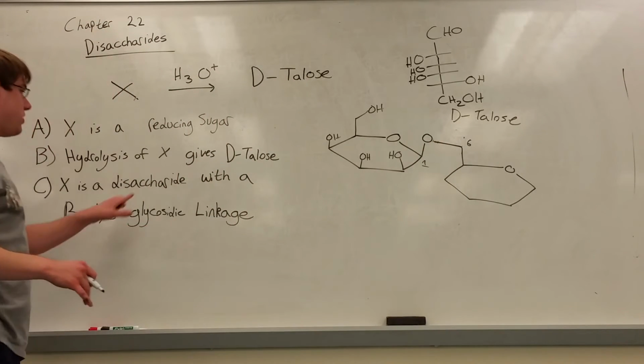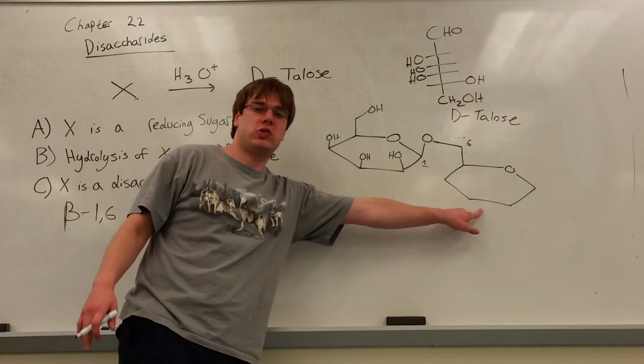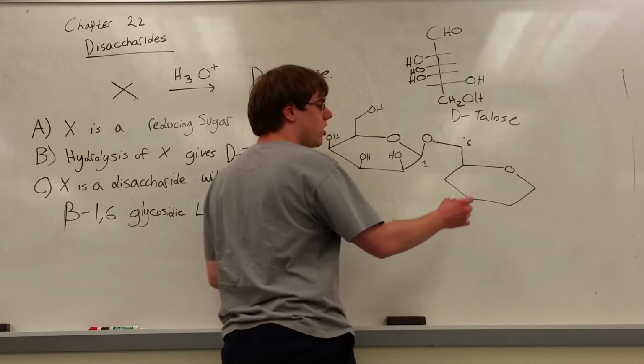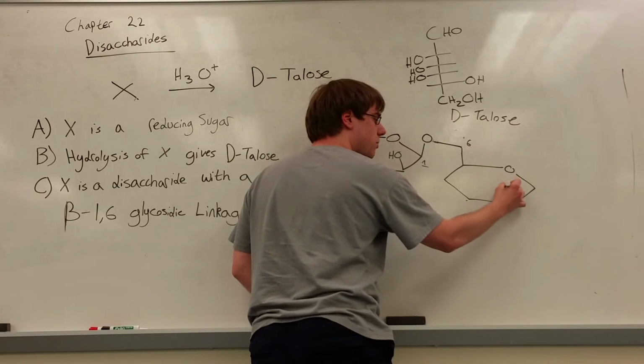Now, what else can we see about this? Well, that's really about it. Now I just have to make sure that all my OH groups are consistent with D-talose. So D-talose, we said before, carbons 1, 2, and 3 were all on the left, so that means they're pointing up.